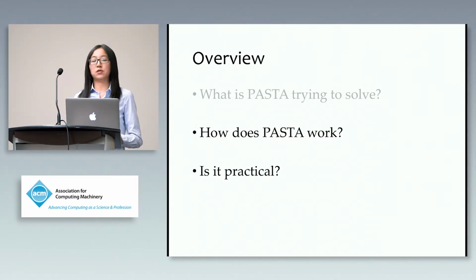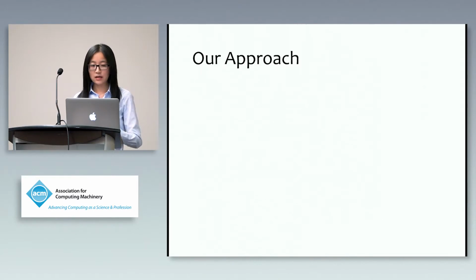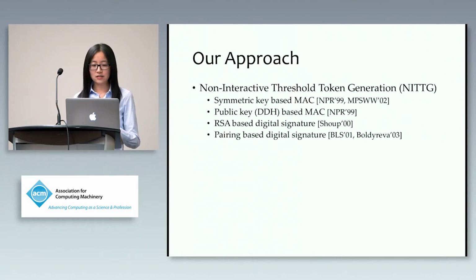In the rest of the talk, I will tell you how PASTA works and how practical it is. First, how does PASTA work? At a very high level, our construction is a generic construction combining two primitives. The first primitive is called non-interactive threshold token generation, or NITTG for short. You will see in a minute what that means, but essentially, you can think of it as a non-interactive threshold MAC or threshold signature. And we know NITTG schemes for these types of tokens listed here in the literature.